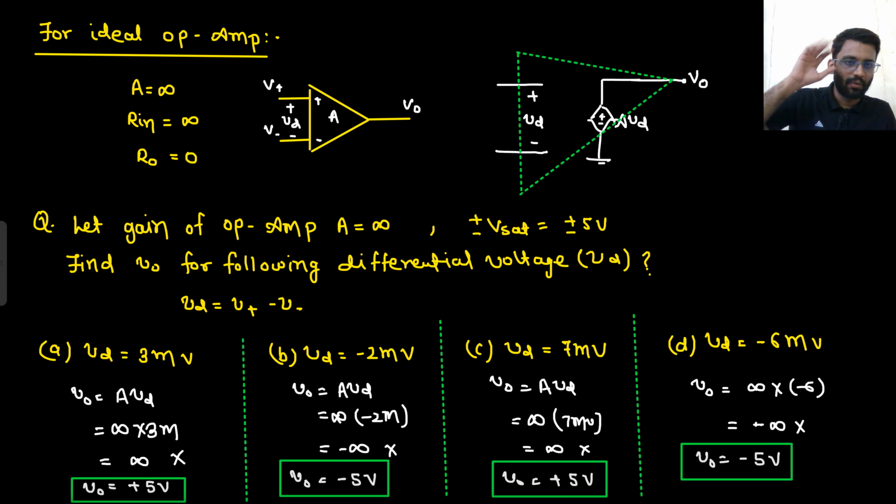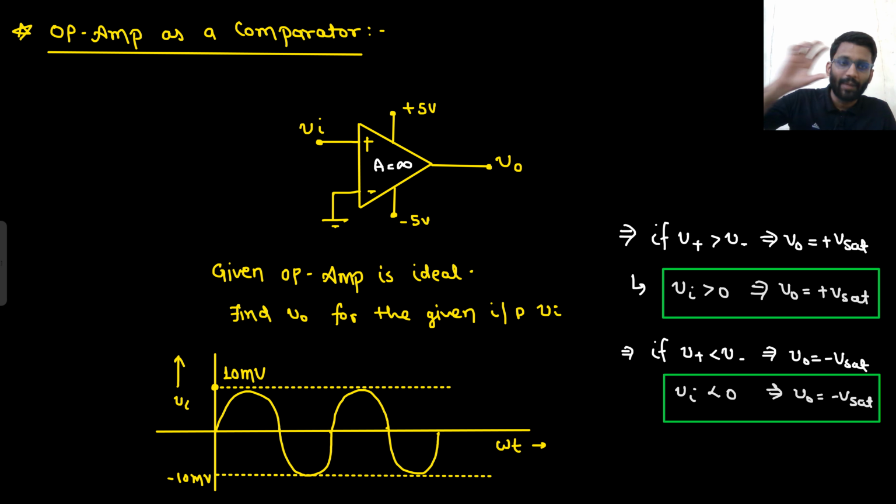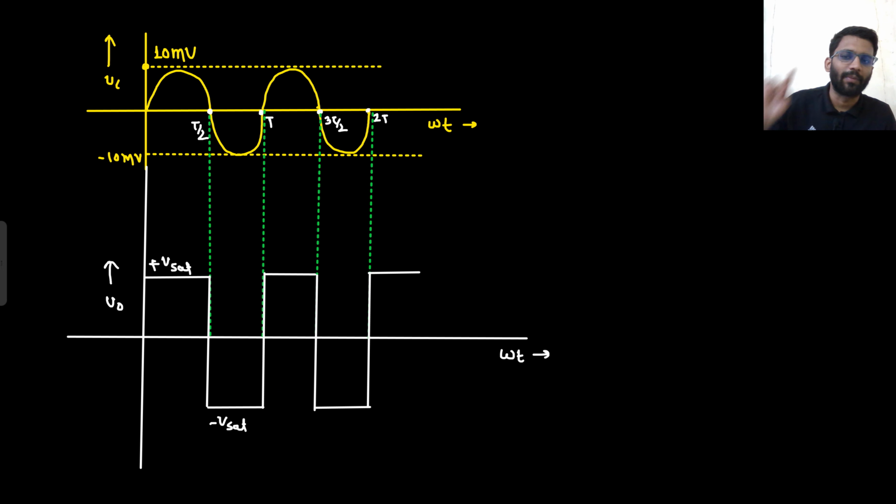For an ideal OpAmp, gain is infinity, input impedance is infinity, and output impedance is 0. So for Vd greater than 0, if V positive is greater than V negative, your output will be plus Vsat, and if your V positive is less than V negative, your output will be minus Vsat. So this is how the characteristic looks like for an ideal OpAmp, right? Then we saw the OpAmp as a comparator. What do you mean by comparator? It will compare two voltages, whatever voltage is given at V positive and whatever voltage is given at V negative. So at V positive we gave V in, and at V negative we gave 0. So if V in is greater than 0, you will get plus Vsat. If V in is less than 0, you will get minus Vsat in case of an ideal OpAmp.